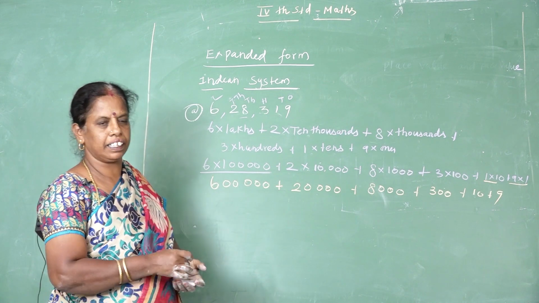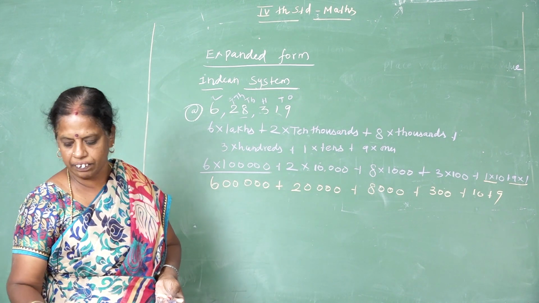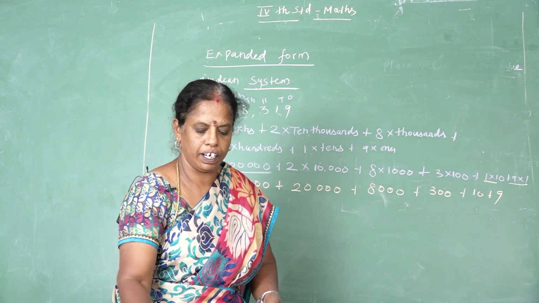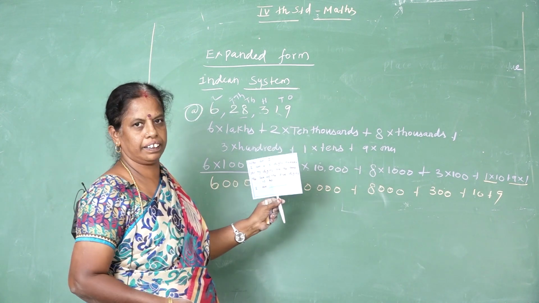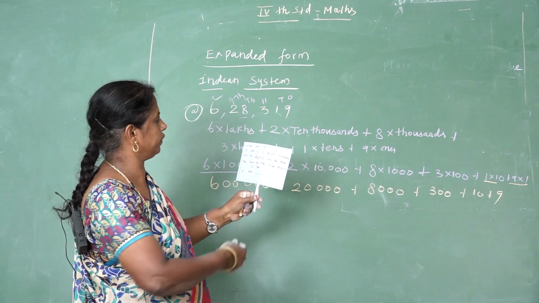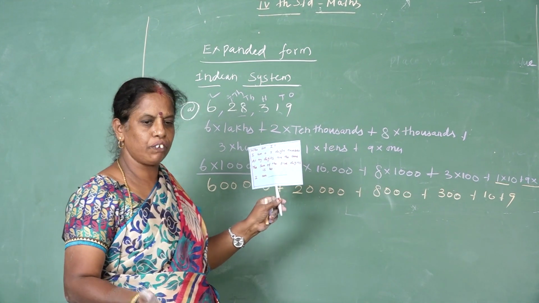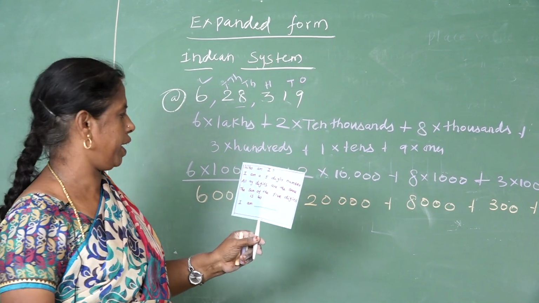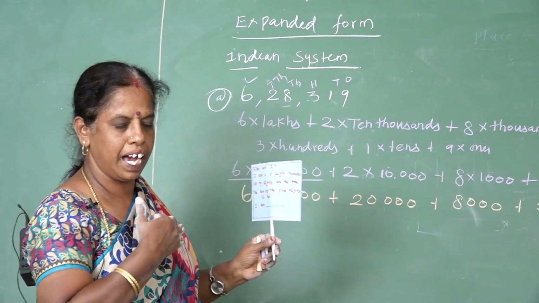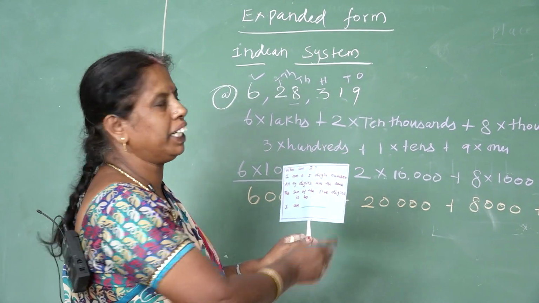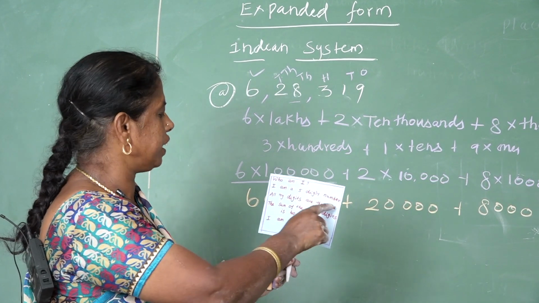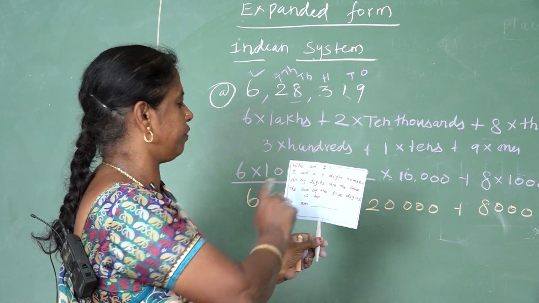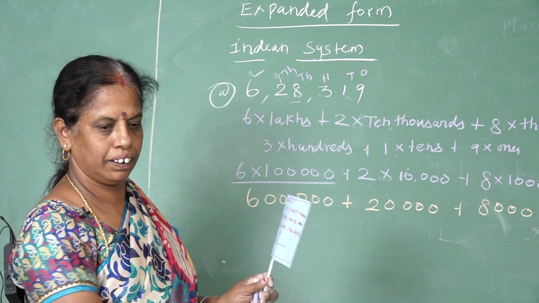Okay, listen children, shall we move to some activities? Hello children, I give you some activities. Can you do? See here. Who am I? You find out the number. I am a 5-digit number. All my digits are the same. The sum of the digits is 40. Sum means add. Who am I? Do you know?